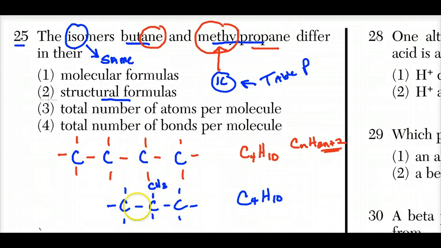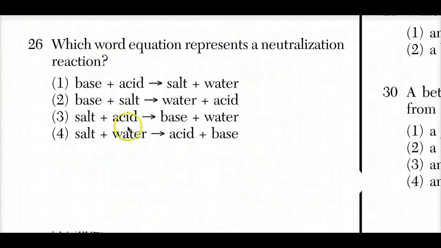Okay, this is a branched hydrocarbon, this is a straight chain. Sometimes they'll put an N in front, but it doesn't matter. If you count the carbons and hydrogens, they have the same amount and type of element. Exactly the same molecular formulas, but different structures. And these different structures, called structural isomers, drive their different properties. So number 2 is the answer. 25 is 2. Number 26.